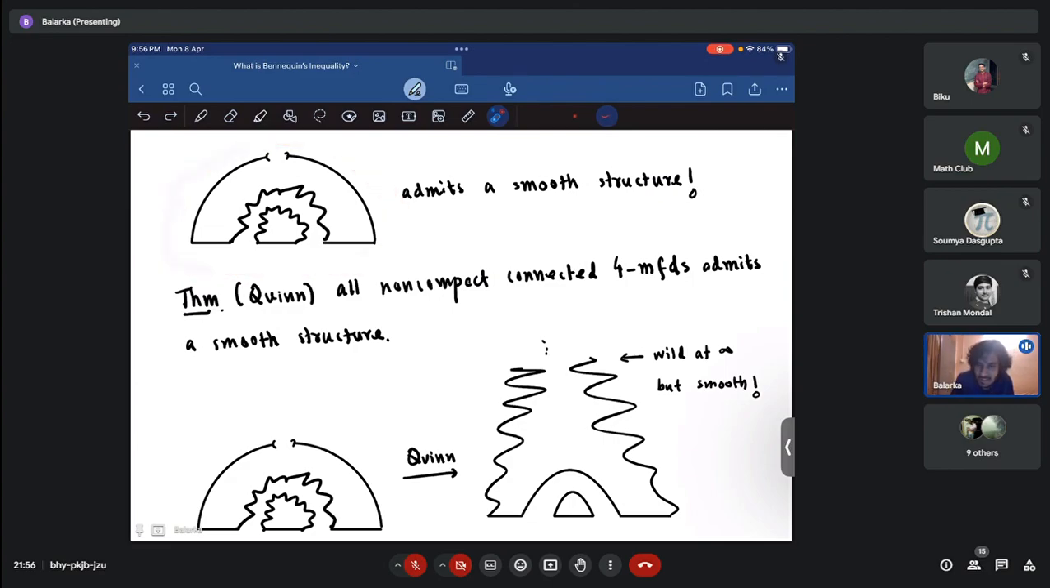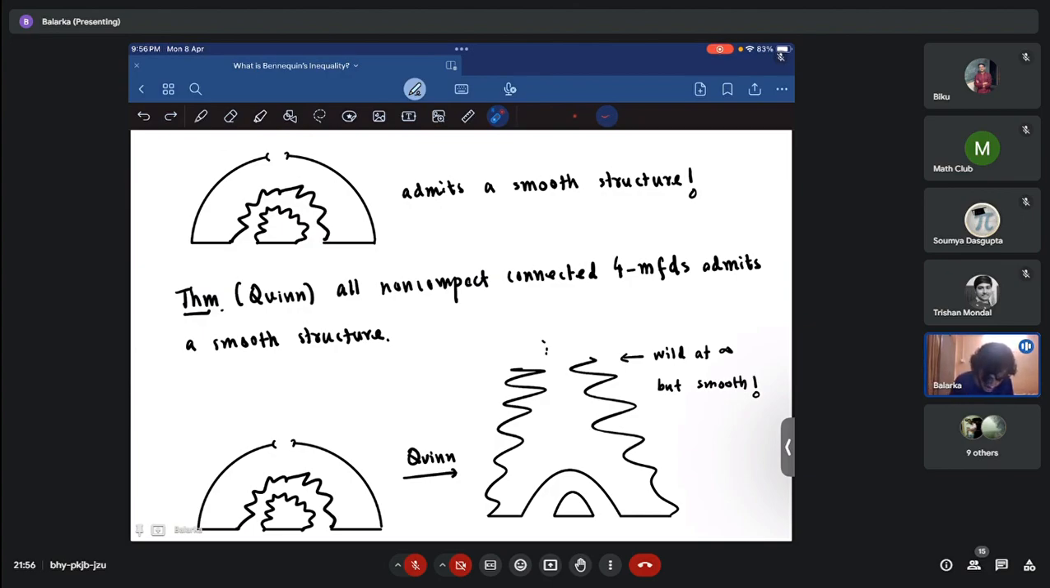I mean, it doesn't look smooth, right? Because we have deleted a neighborhood of a topologically embedded, locally flat disk. Why on earth should this be smooth? Doesn't make any sense. But it is smooth. That is to say, it admits a smooth structure.